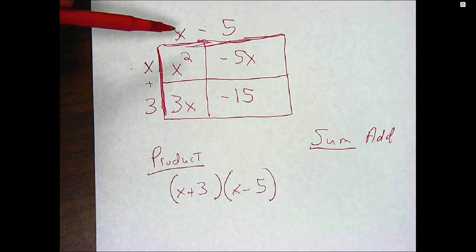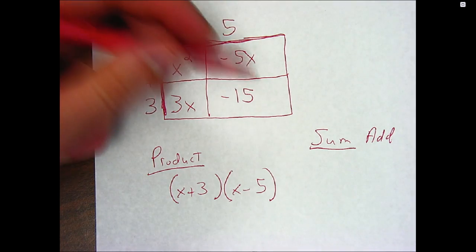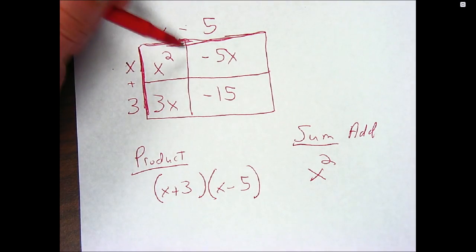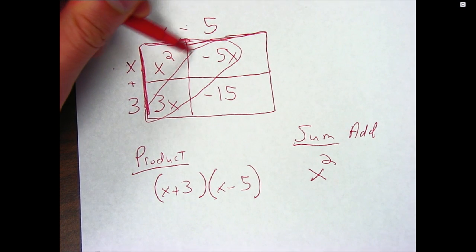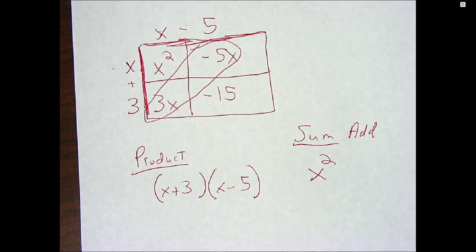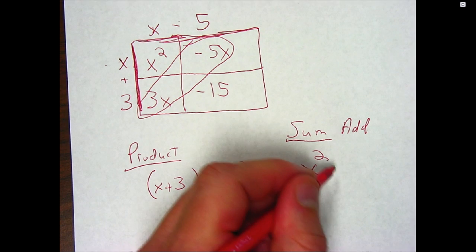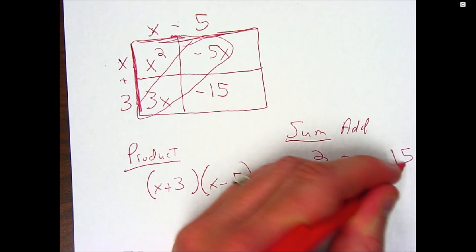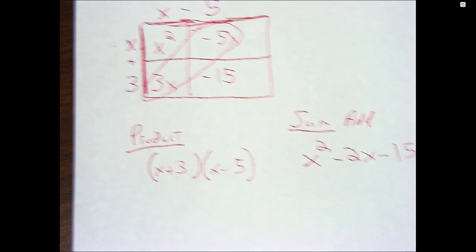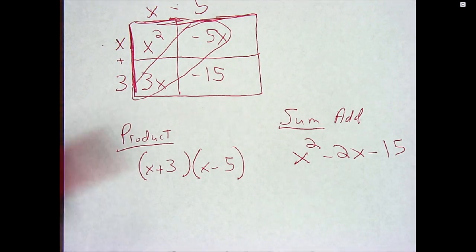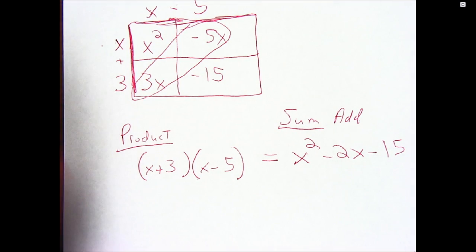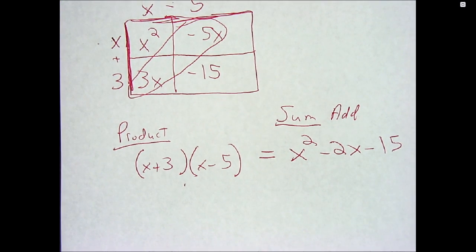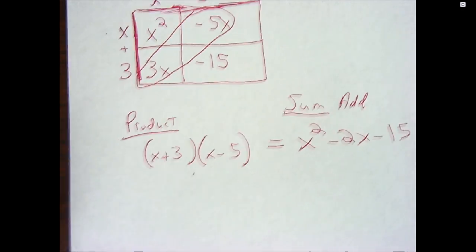And then the sum I get by just adding all 4 boxes up. So I get x squared, and then usually there are a couple you can combine. So negative 5x plus 3x is negative 2x. And then minus 15. And those two formulas both find the area of the box, and so they are equal. Here's a product, here's a sum. Okay. So that's sort of one type of problem with generic rectangles.